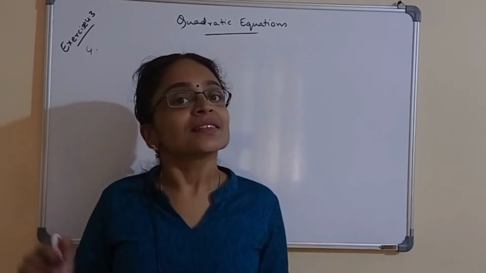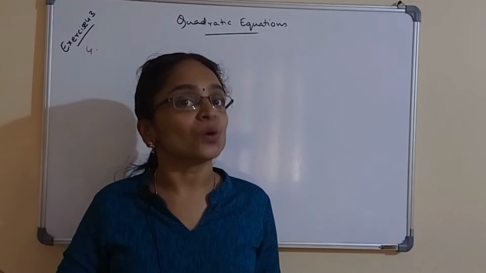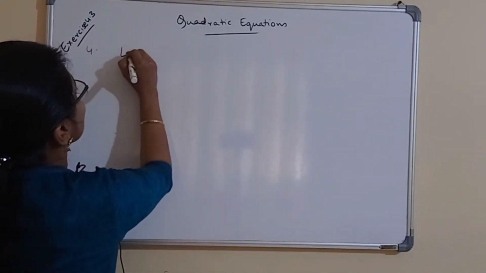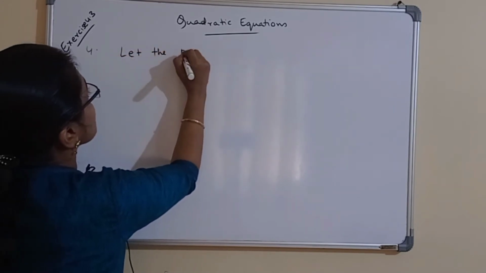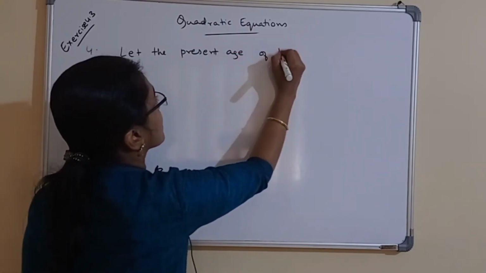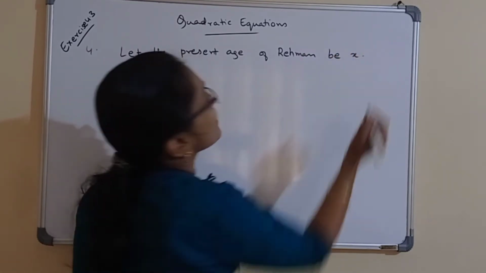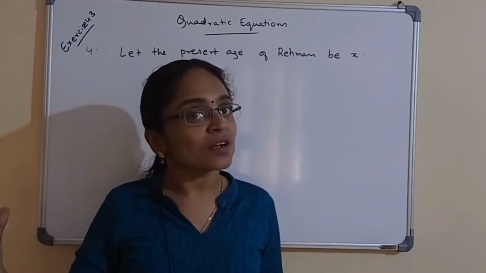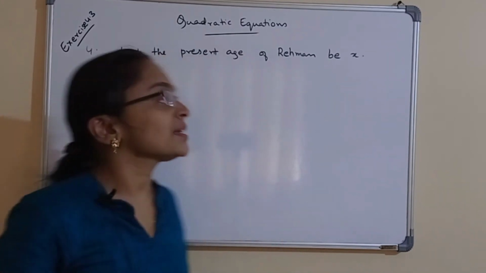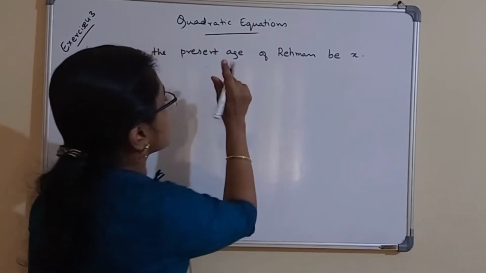Now the fourth question. The sum of the reciprocals of Rahman's ages 3 years ago and 5 years from now is 1 by 3. Find his present age. So we can write this. Let the present age of Rahman be x. And given that the sum of the reciprocals of Rahman's age 3 years ago and 5 years from now is 1 by 3. What is his age 3 years ago? It will be x minus 3, right?